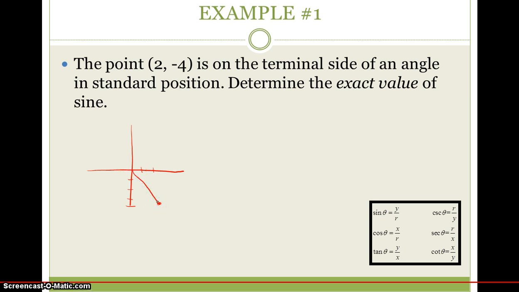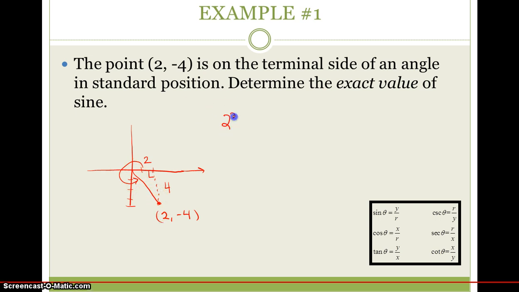I'm going to draw a line because I want to make that triangle, just like we saw in that first slide. We know that this point right here is (2, -4), and we make our triangle. That's the right triangle. We know that the x side of our triangle is 2, and the triangle is 4 tall. What we need to do now is find the hypotenuse of our triangle.